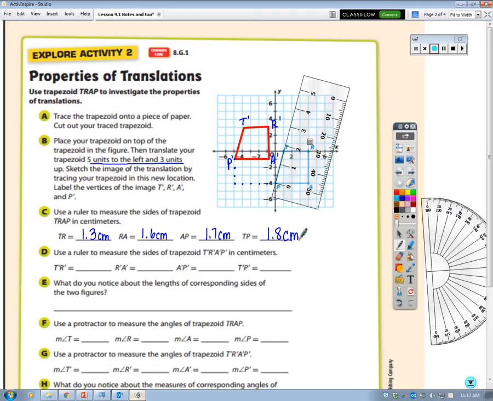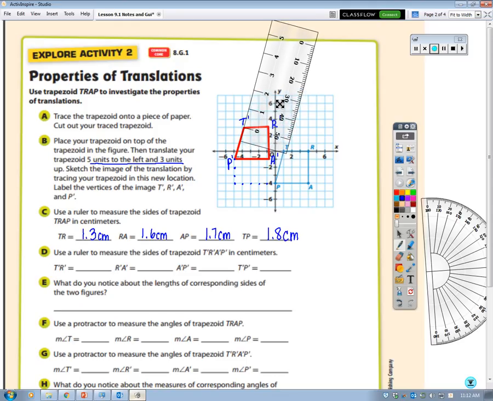Now it wants us to use a ruler and measure the side lengths of our image. So let's take the ruler over here. I'm going to measure them all out again. So TR, we'll start with TR. Whoops, wrong way.